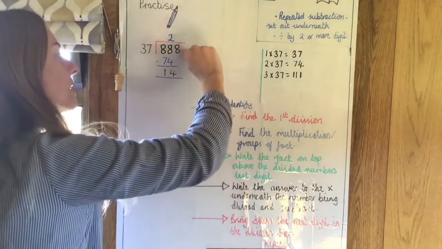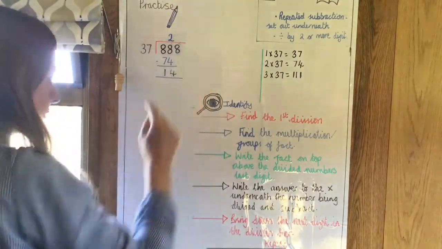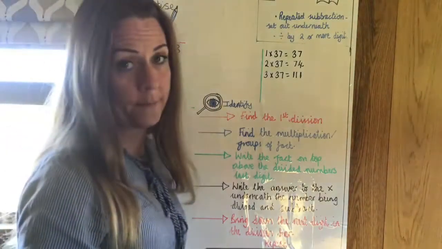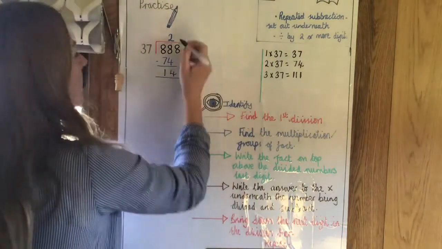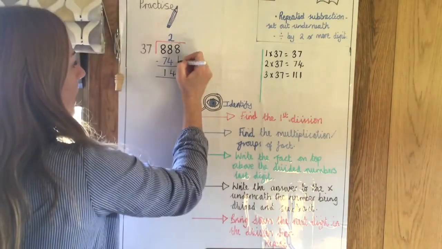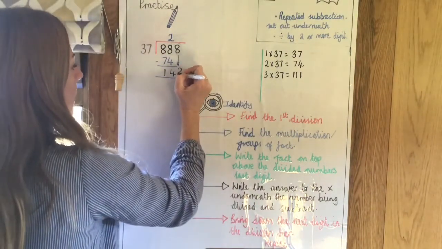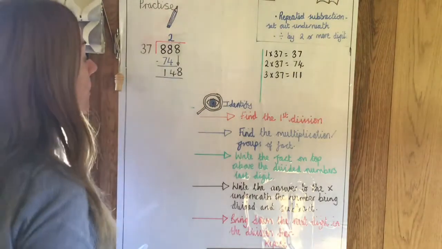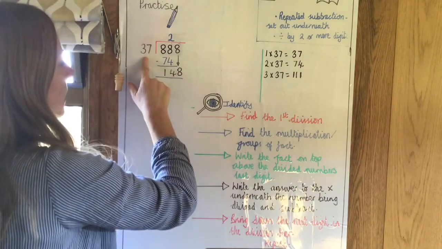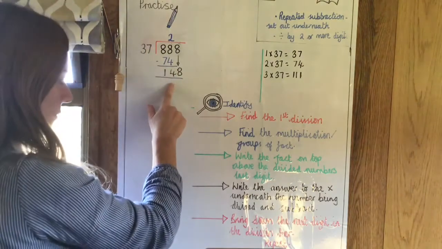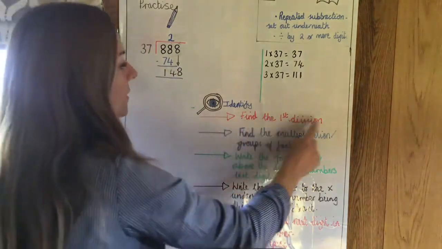Then I have to bring down any other digits that are still not yet divided, one at a time. So if there was another digit over here, you wouldn't bring both down, just one digit. So I bring this number 8 here. I'll do an arrow to show you, though you don't need to do the arrow here. And now I have a new number, 148. I have 37 here. How many 37s in 148? So I found my division.